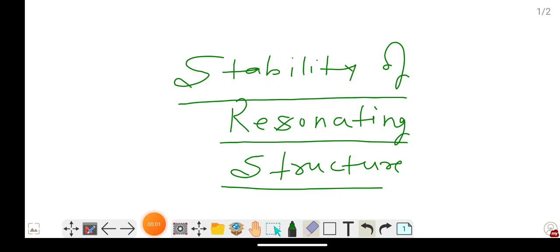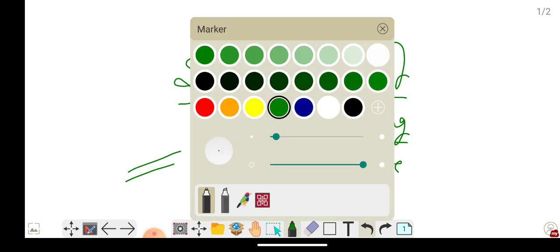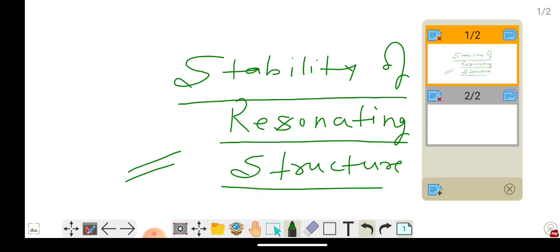Hello students, today we are going to discuss a very important topic, that is stability of resonating structures: how to determine the stability of resonating structures of a particular compound. So let's discuss.